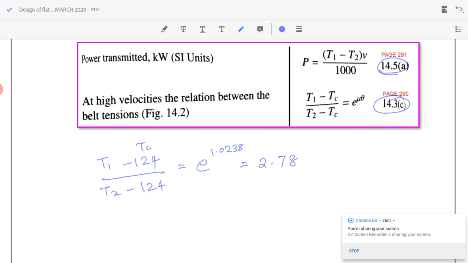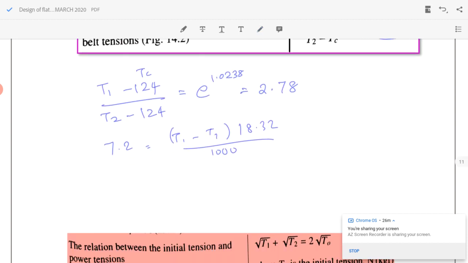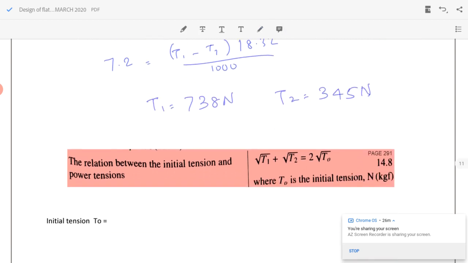Substitute in the first equation, I can write power in kilowatts, 7.2. Power equal to 7.2 equal to T1 minus T2 into velocity, that was equal to 18.32, divided by 1000. From these two equations I can solve. I will get T1 equal to 738 Newton and T2 equal to 345 Newton.